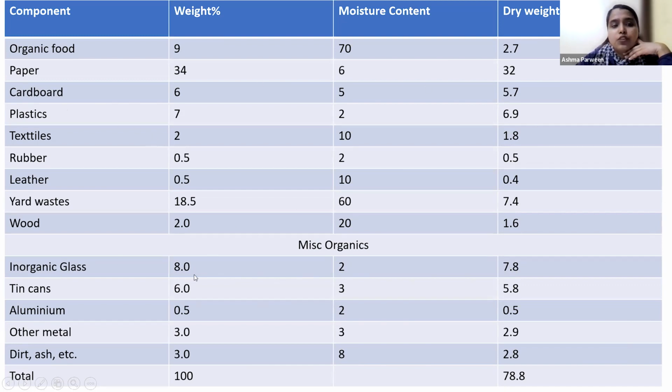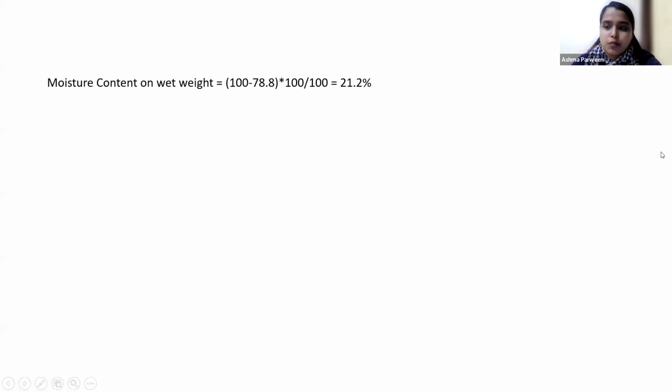So we'll calculate for each component the dry weight, and the wet weight will be equal to the weight percentage, because we have taken 100 grams and the weight percentages add up to 100%. So if 9% is organic food waste, the wet weight of organic food is 9 grams. After calculating the dry weight and adding it for all the components, we get the dry weight as 78.8 gram, and we have the wet weight as 100 grams.